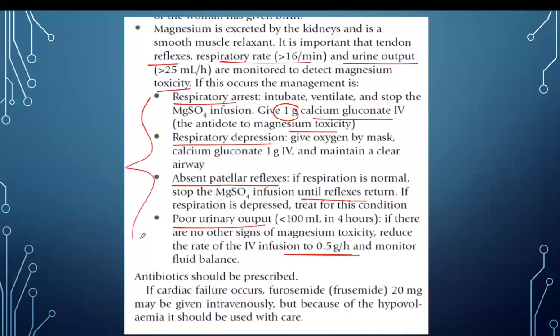IV infusion to 0.5 gram instead of 1 gram per hour. So this all comes in exam. What would you do if there is loss of tendon reflex? What would you do if there is poor urinary output? Very, very important.